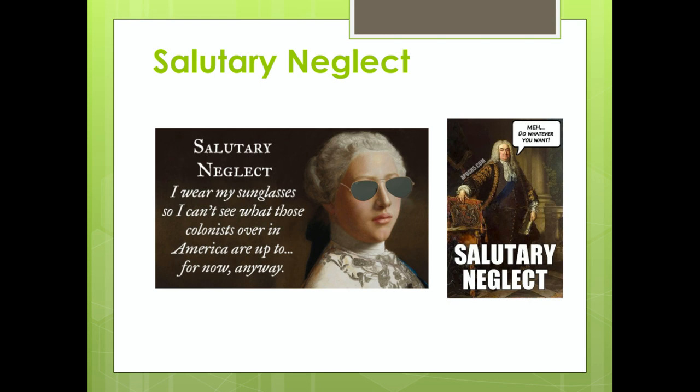But the ending of this policy of salutary neglect is going to be what's going to spark and fuel the American Revolution, because once the British come in and try to tax the colonies after this salutary neglect period, the colonists aren't going to be very happy about what the British are trying to do to them.